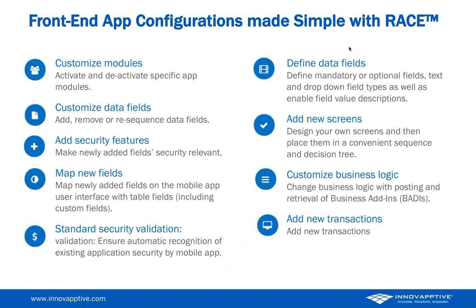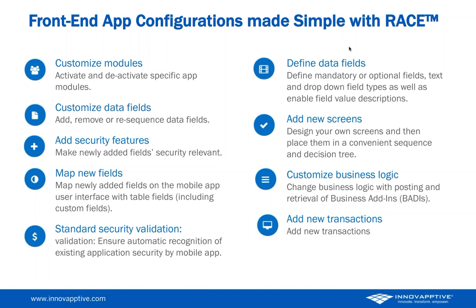And some of the features and functionalities that RACE provides. As part of the demo today, I'm going to focus on a few of these items, but in the interest of time, I'll just talk about a few of these. So you can customize modules. What that means is user access is configurable. You can customize how data is captured, whether it's drop-downs or barcodes or text. You can configure that. You can make fields security relevant so that they're only displayed if the user has the relevant access. You can add new fields.